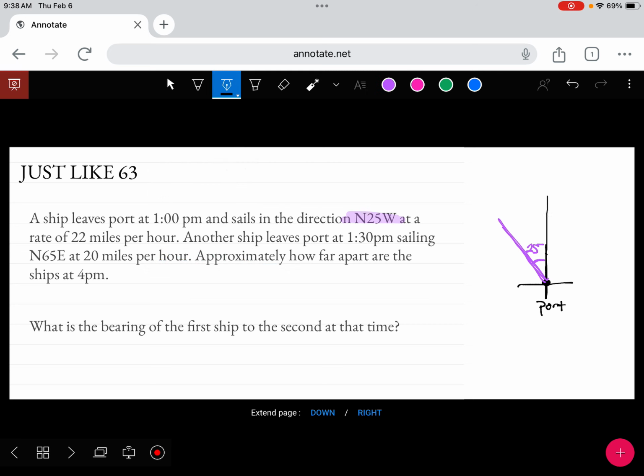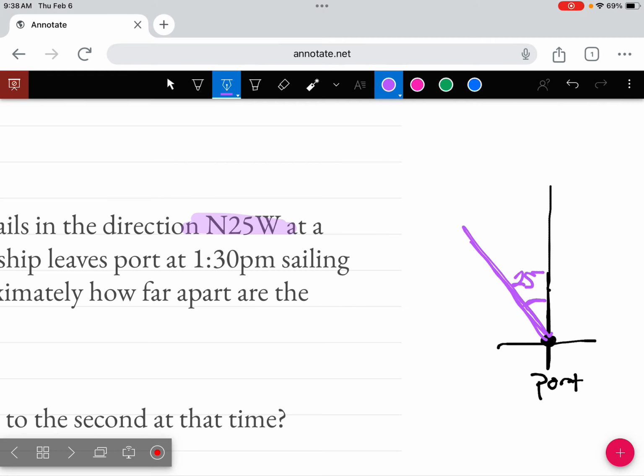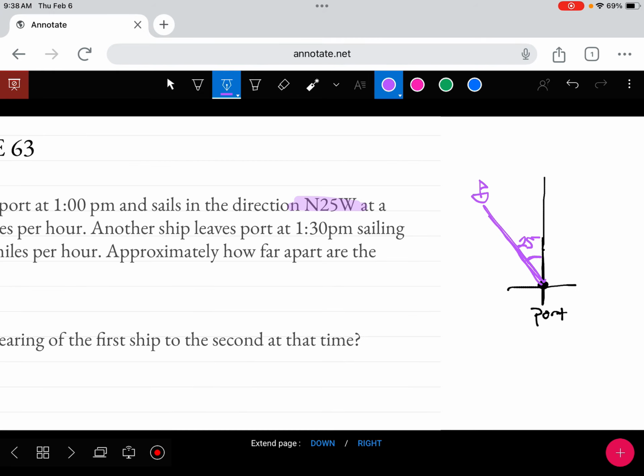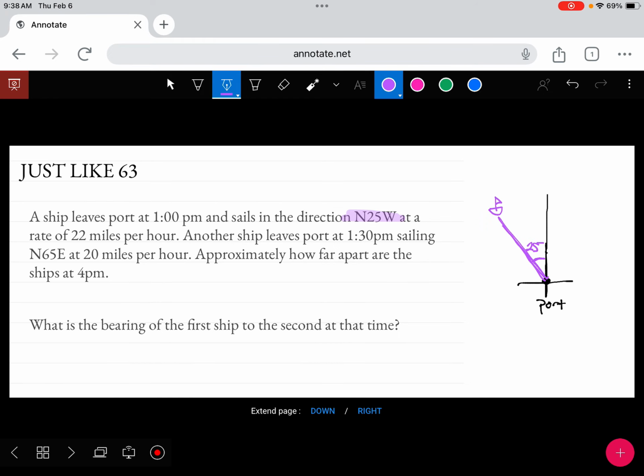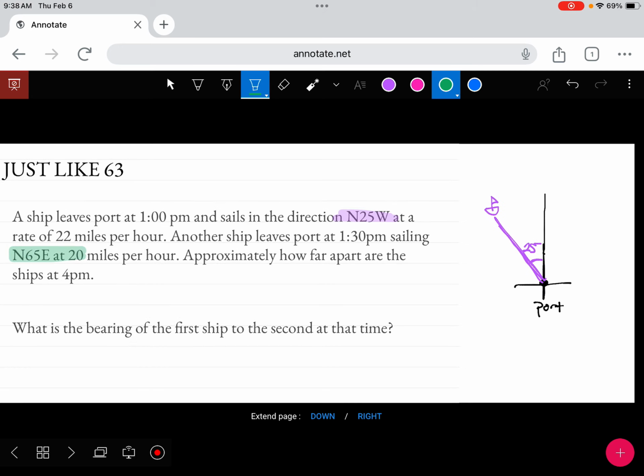Just gonna make this line up a little bit longer. So I've got a boat over here, my beautiful purple boat. Ta-da! And then another ship, I'm gonna have it be green just so they're visually distinct. That leaves north 65 east. So still based off of north, but now this one's headed east, this way.